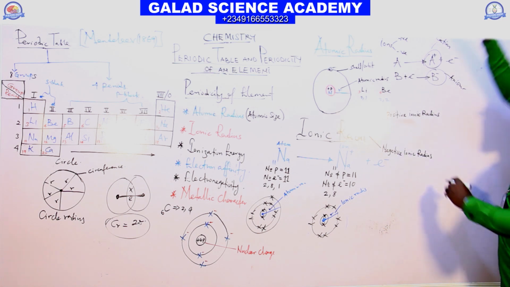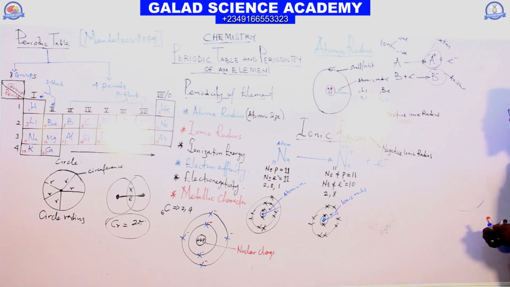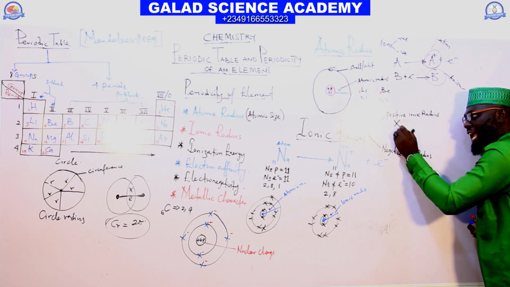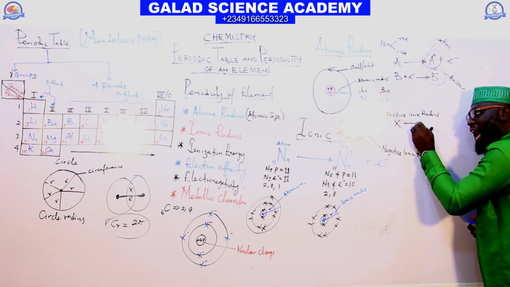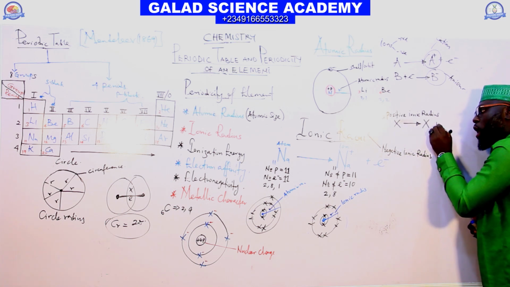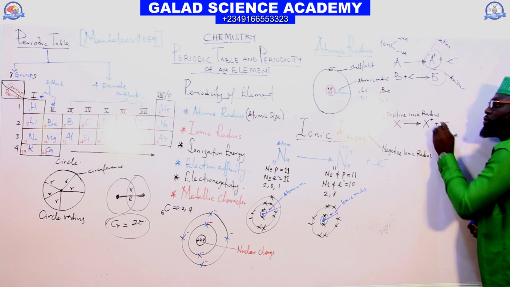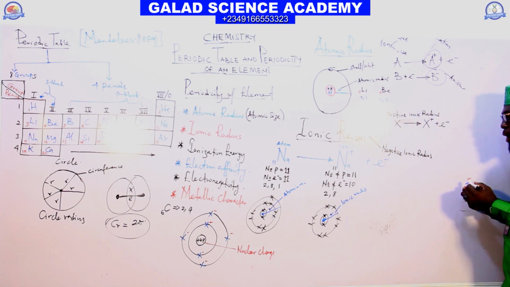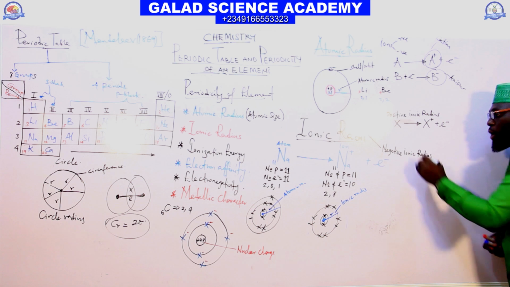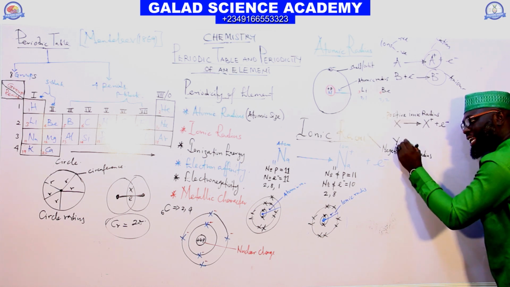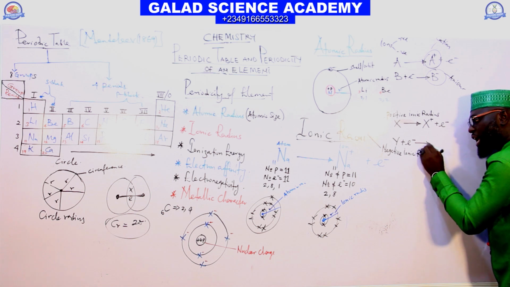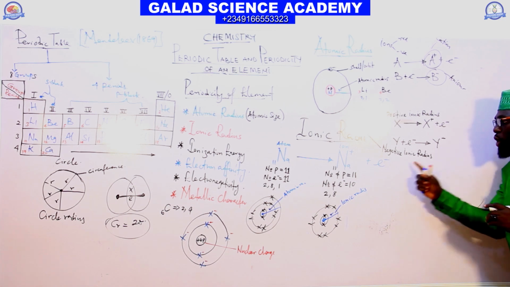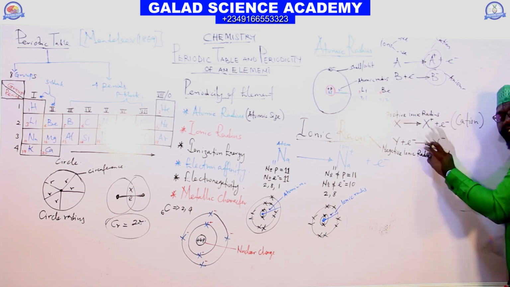Let me take an example of this now. For the positive ion, I said we have element X. When this element X ionizes, it loses one mole of electron and becomes positive. That's why we have the positive ionic radius. But for the negative ionic radius, when element Y gains one mole of electron to itself, it will become Y negative. This one is called the negative ionic radius.